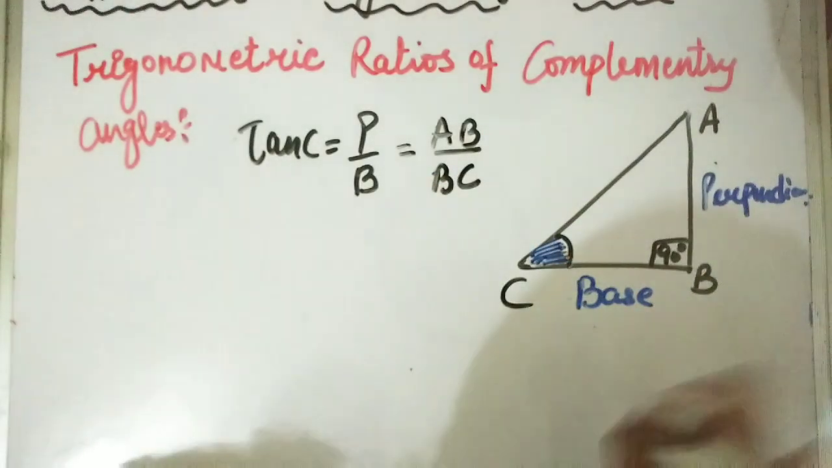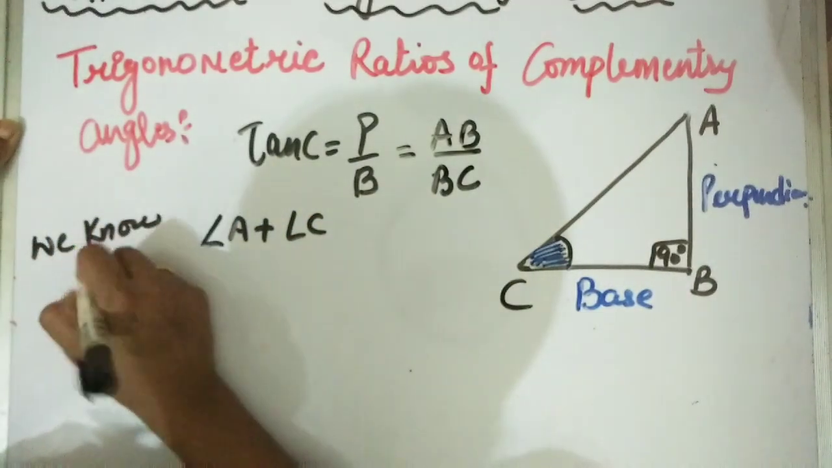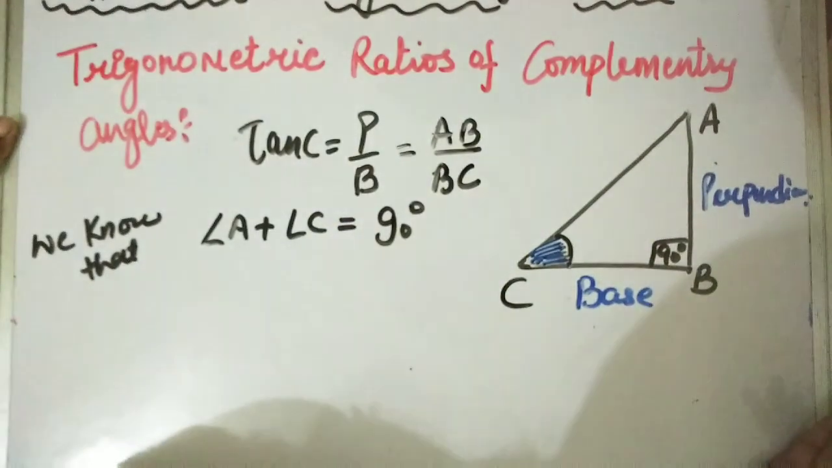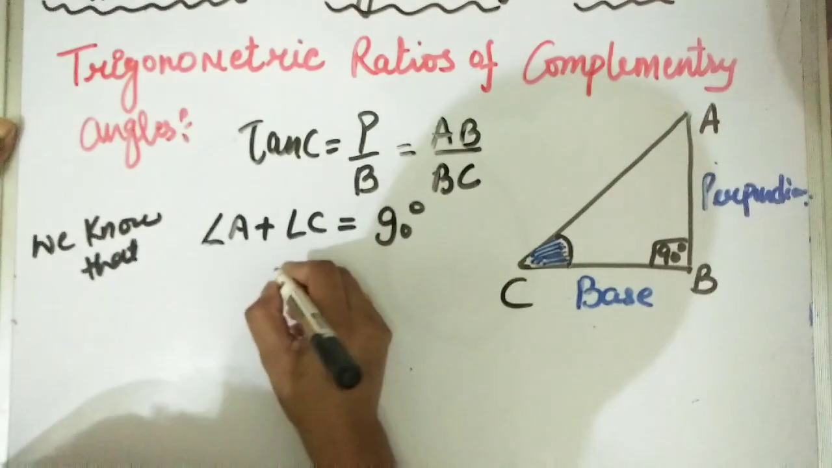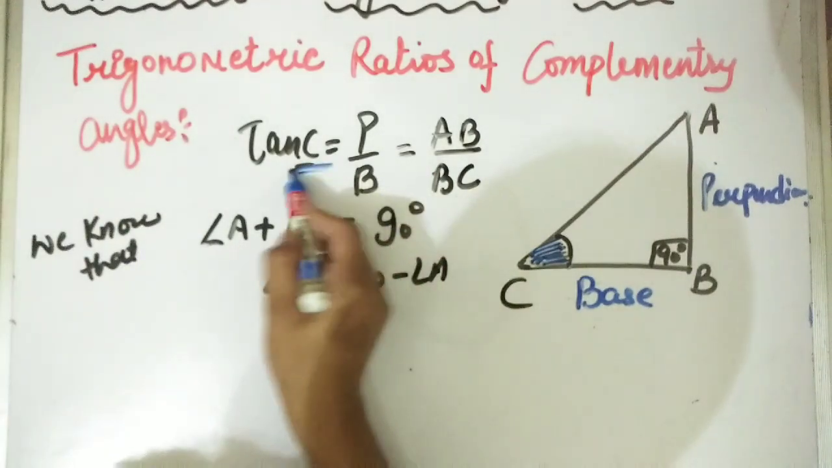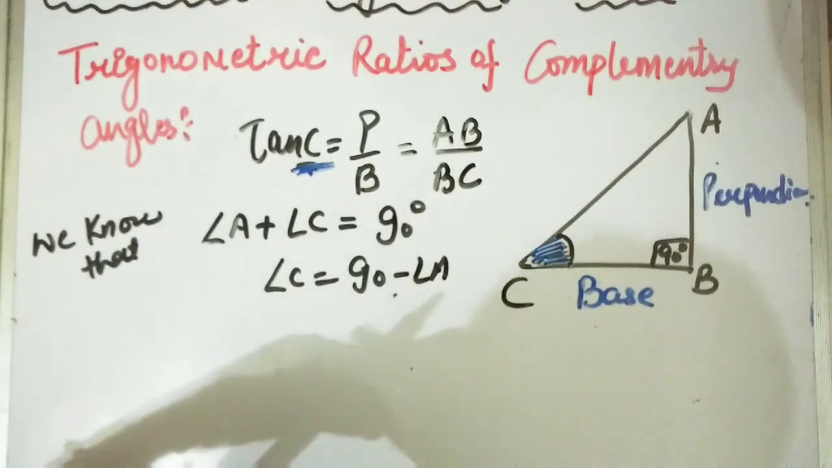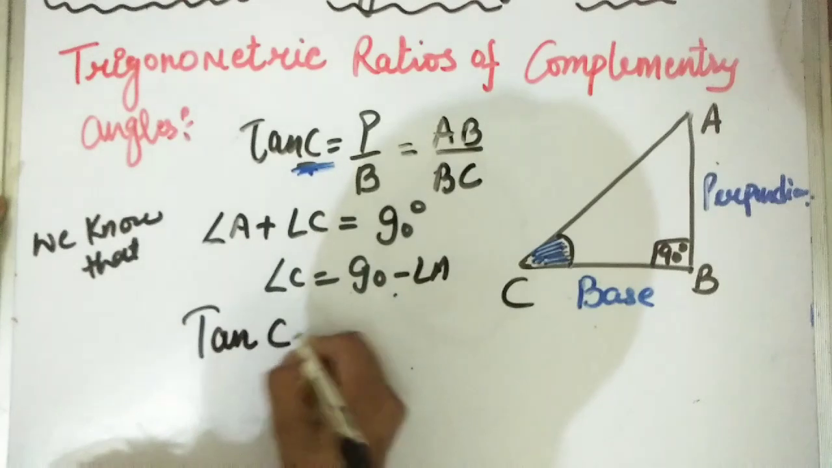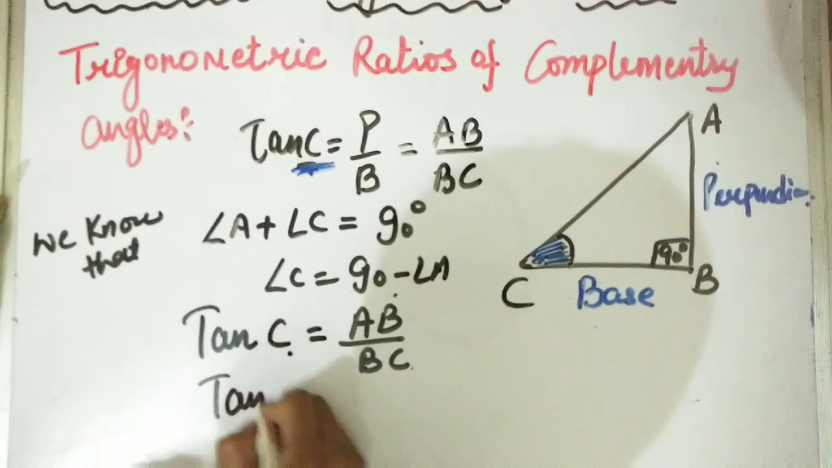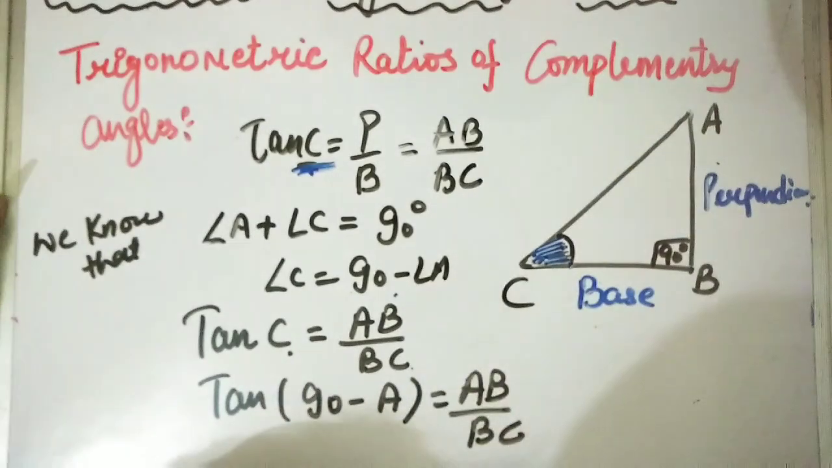Clear students? So in the next step, we know that angle A plus angle C equals 90 degrees. Complementary angles, right? So angle C equals 90 minus A. So here, if I have C, I am going to replace this angle C by 90 minus angle A. So I am going to write tan C equals AB upon BC. Now my C has been converted, so tan 90 minus A equals AB upon BC, right?